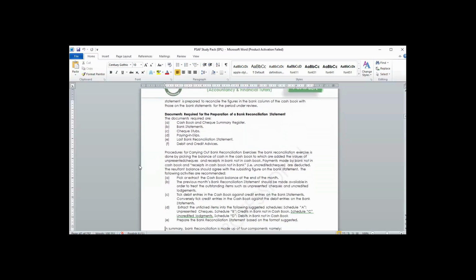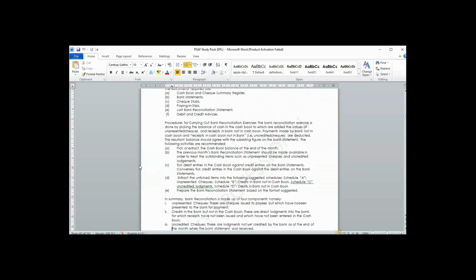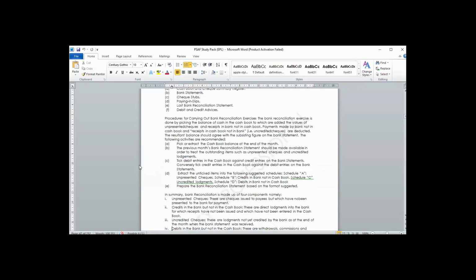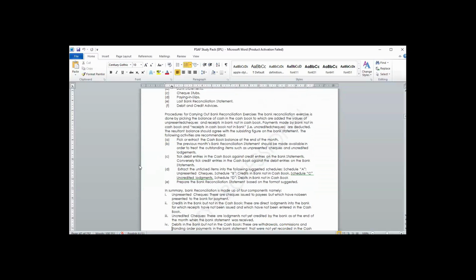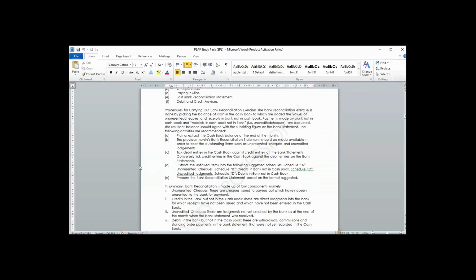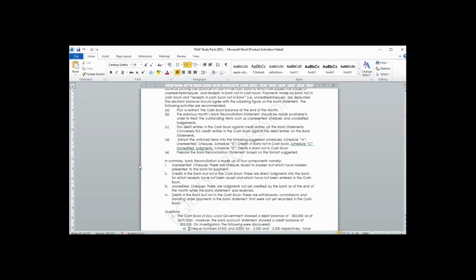Now, we also talked about taking or extraction of cash book balances at the end of the month for you to prepare your cash book. All these are what you also need to look up to. Reasons for the bank statement and the cash book not balancing. I made mention of it: unpresented check, credit in the bank not in the cash book, uncredited check, and debit in the bank not in the cash book. All those are reasons for discrepancies between the cash book and the bank statement.